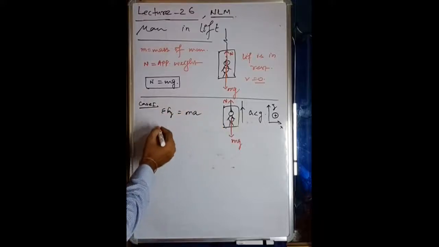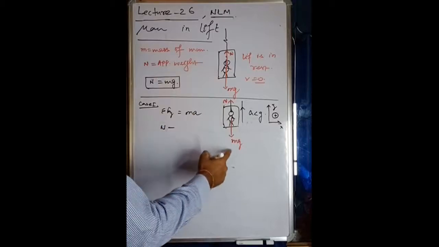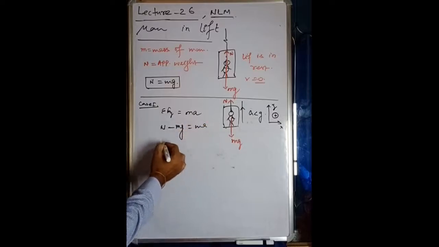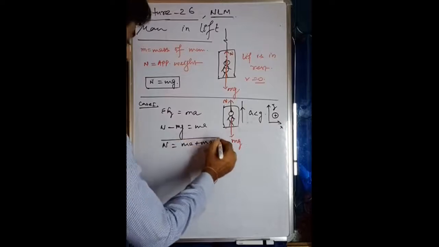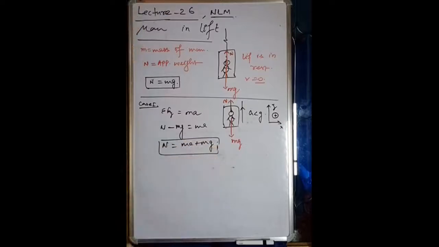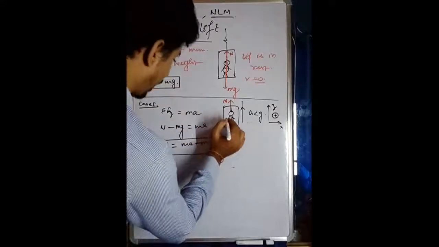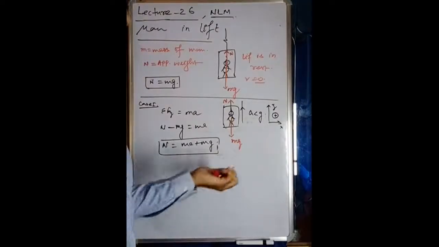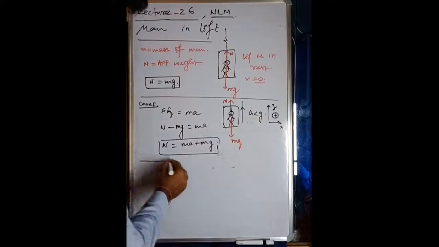Sigma Fy, it is moving up, so it is the positive N minus mg is equal to ma. Now you can see here that N equals ma plus mg. Now here the weight is being increased as the lift is going up. What will happen? There will be a smile on the face of this Taklu. Yes, the weight increases and it is moving up. He will enjoy. Now the second case, as the lift is going down.